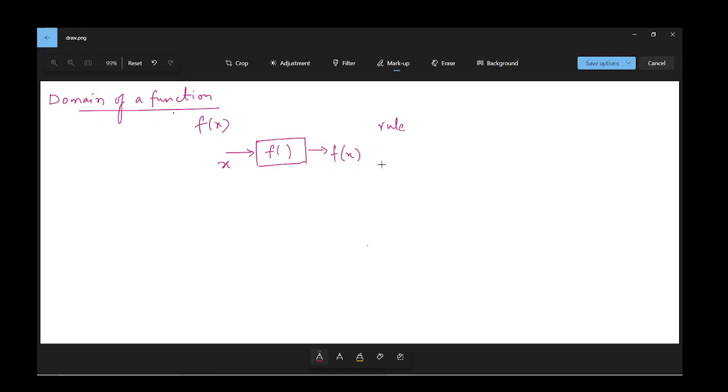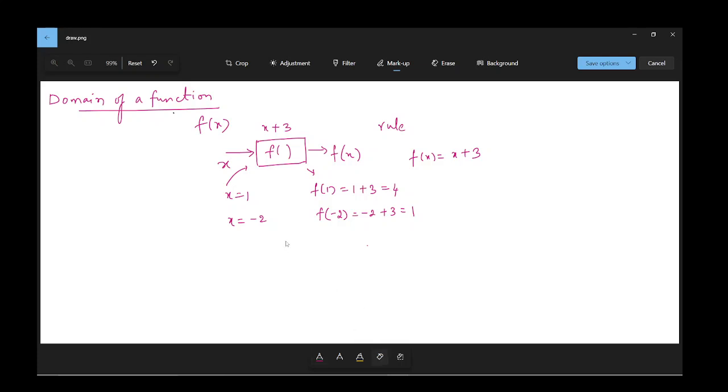For example, if the function is defined as f of x is equal to x plus 3, what the function essentially does here is it takes the input, adds 3 to it, and produces the output. Let's say if x is equal to 1, then f of 1 is equal to 1 plus 3, which is 4. Similarly, if I take x is equal to minus 2, then f of minus 2 will be minus 2 plus 3, which is 1. So this is what a function does. It accepts the input and produces the output according to a rule.